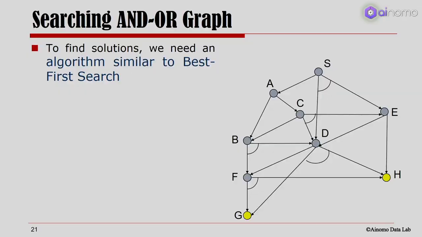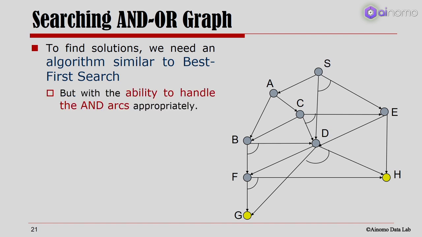The idea is, how do we get to the most optimal solution graph? For that, we need to search through the AND OR graph, and we need an algorithm, something like the best first search. But then, as we will see in the next few slides, the best first search may not be tuned to do a searching on the AND OR graph. This is because of its inability to handle the AND arcs appropriately.